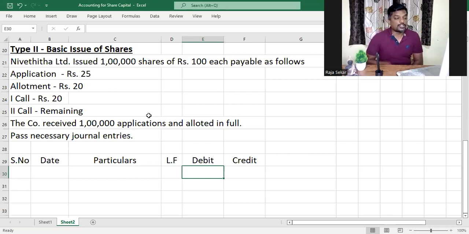Nivedita Limited issued 1 lakh shares, rupees 100 each, payable as follows. Application is rupees 25. Allotment, we are collecting 20. First call is rupees 20. And second call, we are collecting the remaining amount.